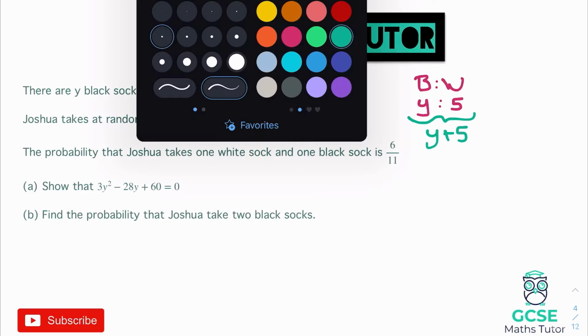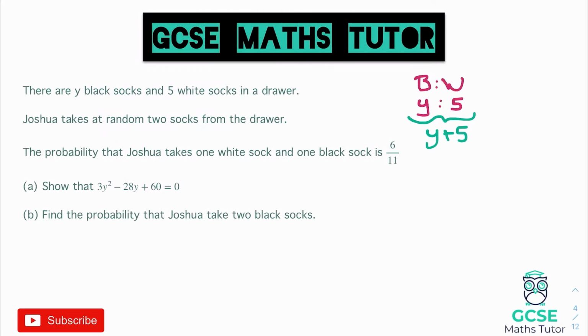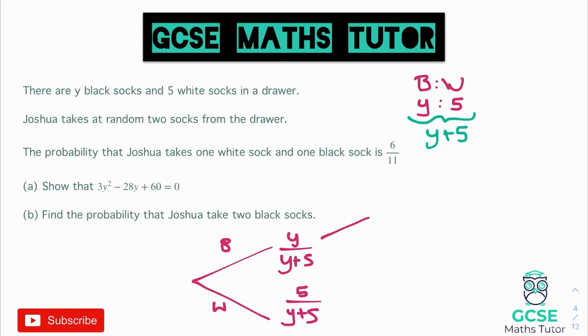So if we go about creating our tree this time, we're just going to use these expressions that we have here. We've got black and we've got white, so if we have black going up and white going down. So black here is going to be y out of the y plus 5, and white is going to be 5 over the y plus 5. Now this time we don't need to worry about the black route going up, because we want to have those different colours, one of each. So we're going to go down the white route, and then if we went down the white, we're going to go up the black route.